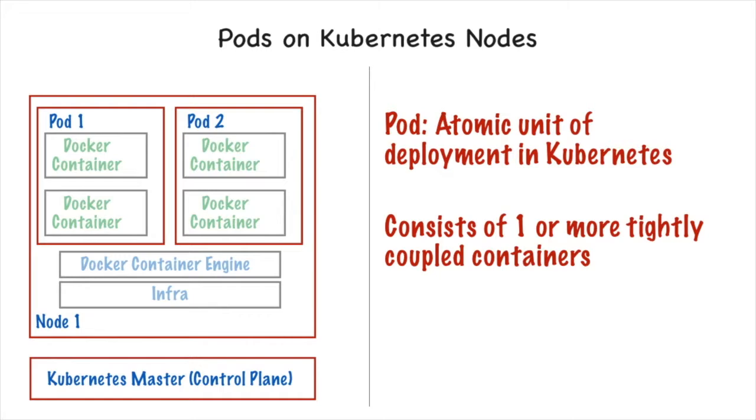A pod consists of one or more containers. All of the containers within a pod will share namespaces and a bunch of state information. More on that in a moment. So a pod will contain one or more containers which are tightly coupled to each other.